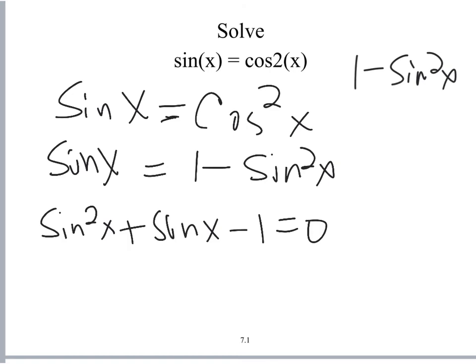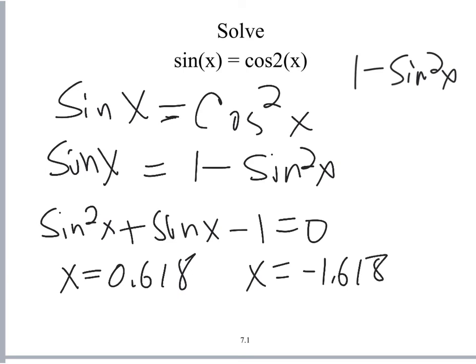I'm getting x equals 0.618. I'm getting x equals negative 1.618. Actually, this is sine x, isn't it? So I'm hoping over here to the right you see a problem. Sine can't be more than 1 or less than negative 1. So that's an extraneous root. We're not even going to look at it.